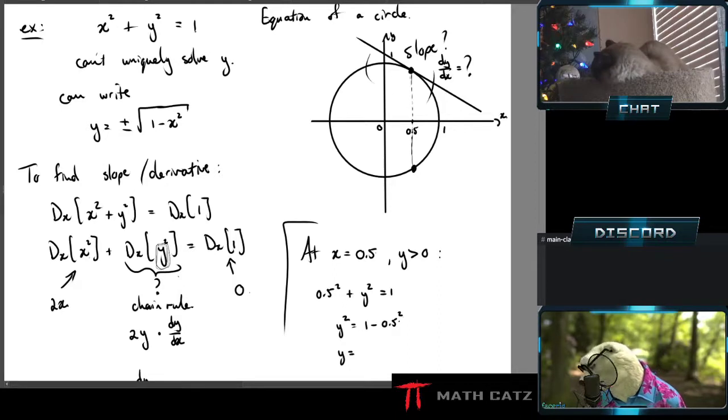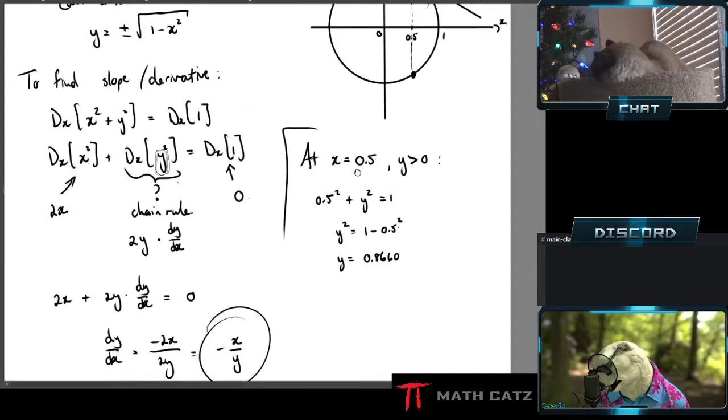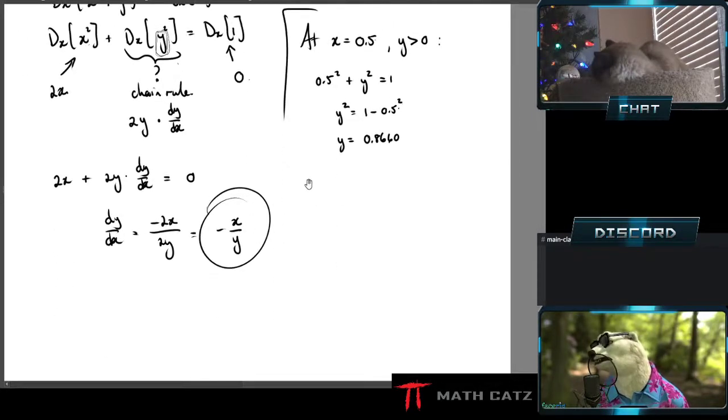So I have the square root of 1 minus 0.5 squared. And you should also get 0.8660 if I round to 4 decimal places. That's this y coordinate, right? Okay, great. Now the derivative takes both. And then I can calculate it.